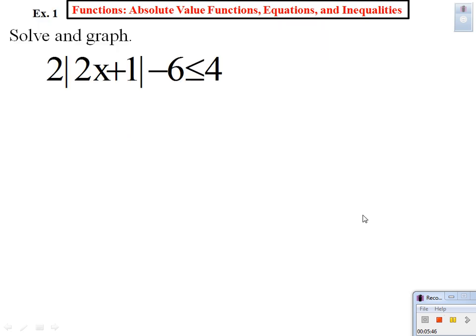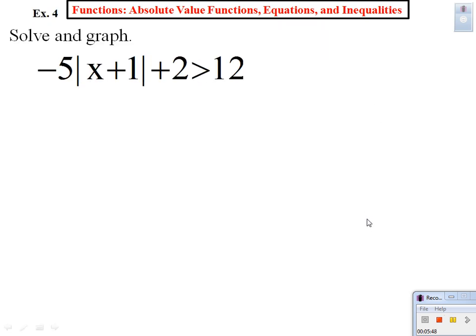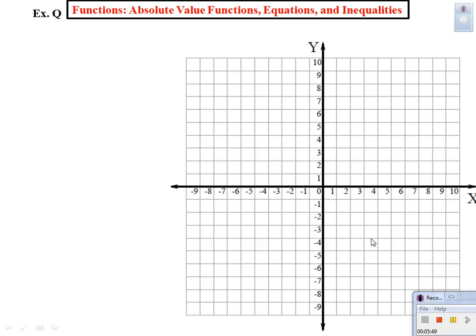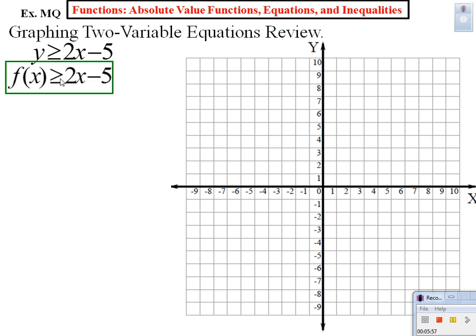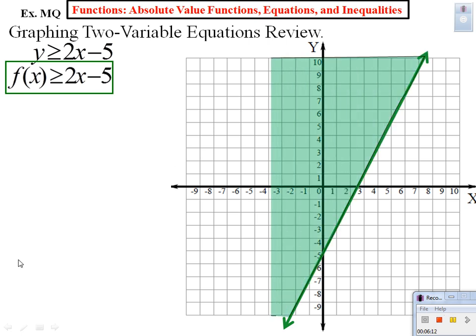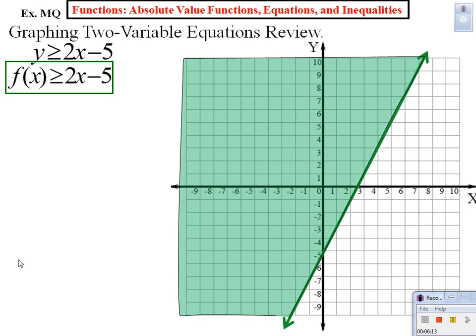All right, so that brings us to this part. The quick review for graphing and graphing inequalities. If I gave you this one, we know this is a positive slope and it's going through -5. And it's a solid line because it has the equal sign. But this says f of x is greater than this. What values are greater than -5? Everything above it, so that's why we shade everything above this line. Are we there so far?